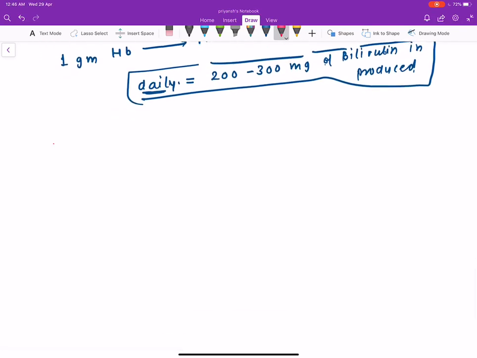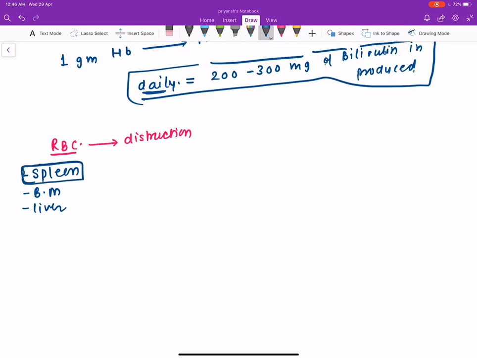When RBC destruction occurs due to any reason, maybe because of the age of the RBC, maybe because of some other factors. The lifespan of the RBC is around 120 days. After that it gets destructed, mainly in the spleen or bone marrow, sometimes in the liver as well. Let's keep it simple: mainly the RBC destruction occurs in the spleen. So when the RBC is destructed, what comes out is the hemoglobin.